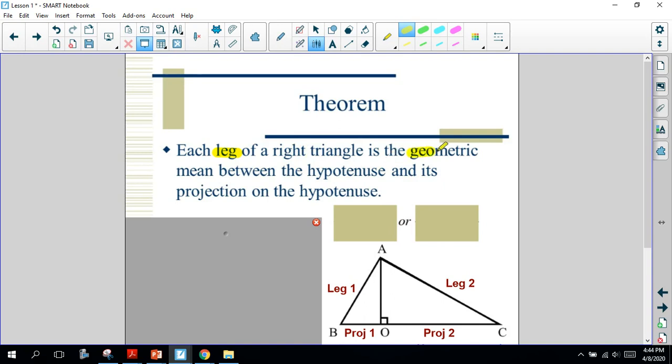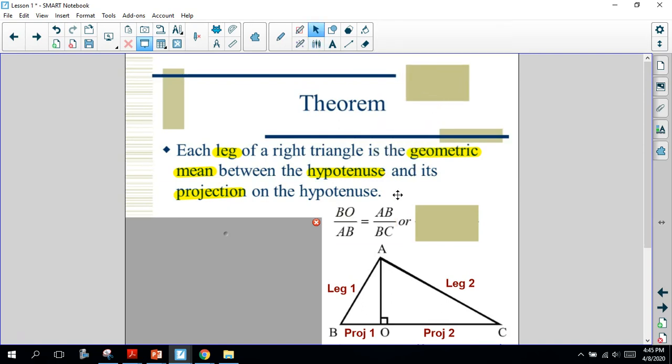The leg in this theorem says it is a geometric mean between the hypotenuse and its projection on the hypotenuse. Okay, so if I take a look at that, what's that really stating? With A's, B's, and C's, well, the first leg of Papa Bear is AB. So the leg AB here is a geometric mean between its projection. Well, the projection of AB is this shadow it would cast here, which is BO, between the projection and the hypotenuse of the whole thing here of BC.